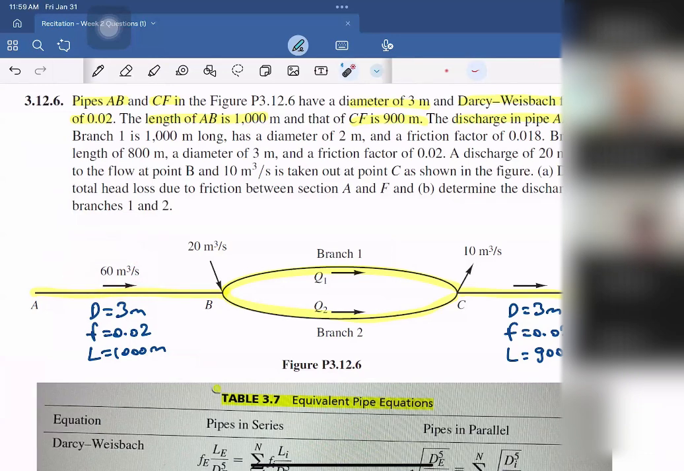And now we can consider parallel pipes. The length of the branch one is 1000 meters, which is this one. And its diameter is 2 meters. And friction factor is 0.08. And for the branch two, which is here, we have a length of 800 meters and a diameter of 3 meters, and a friction factor of 0.02.